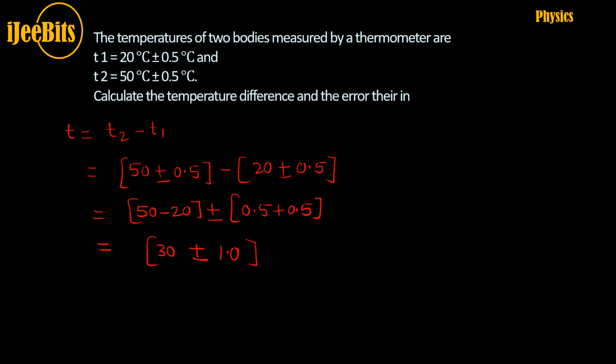30 plus or minus 1.0 degrees centigrade. The value varies from 30 plus 1 to 30 minus 1, so 31 to 29. I mean 29 to 31. Right? This is the value.